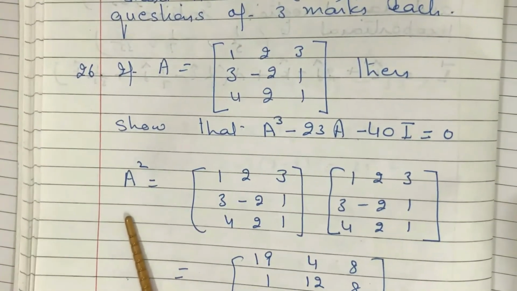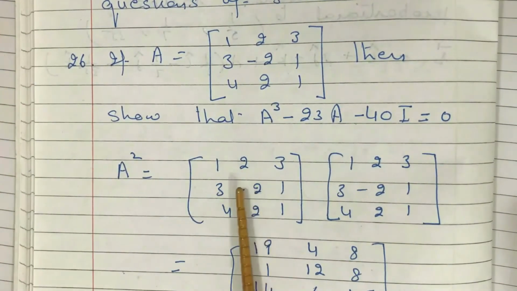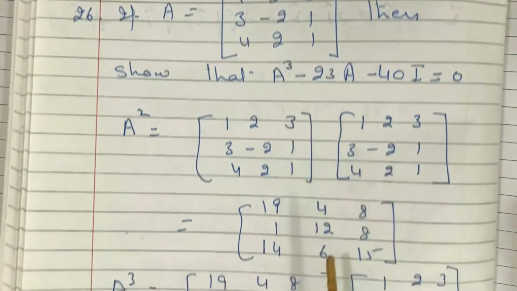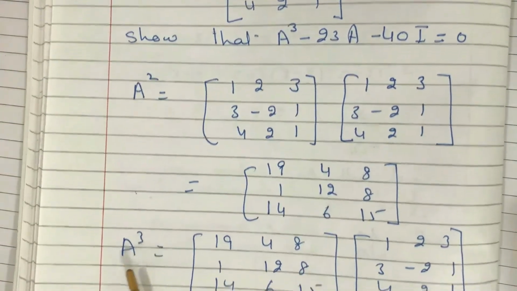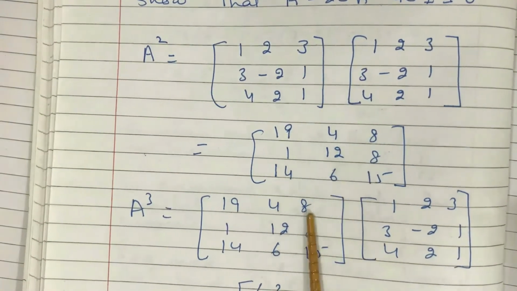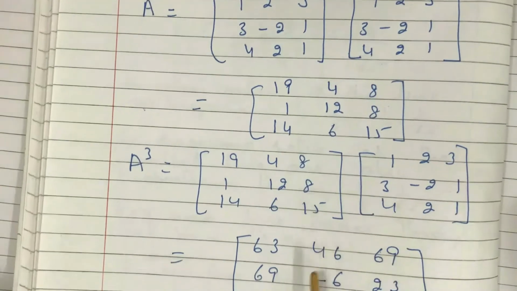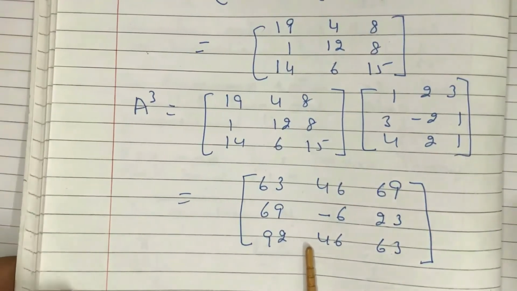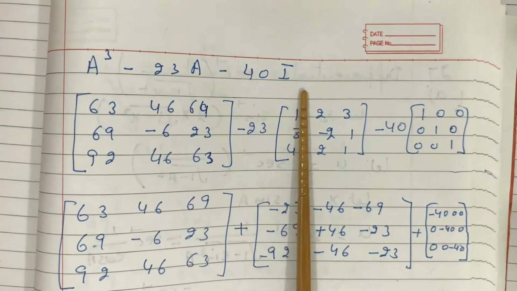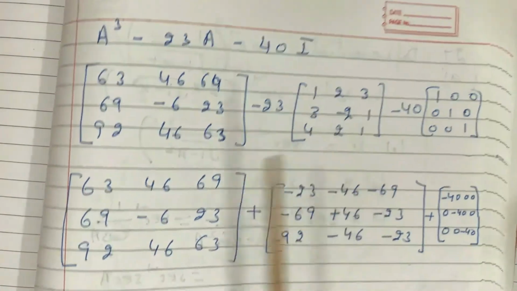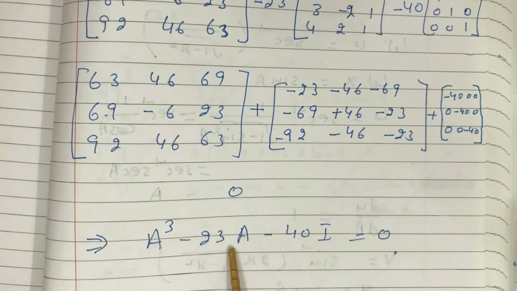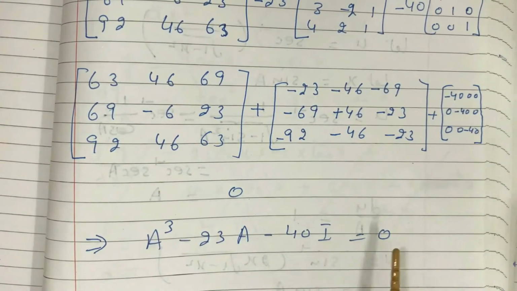First you will find A square, then you will multiply this A matrix with this A matrix and you will get this. Then you will find A cube, that is this matrix multiplied again with A matrix, you will get A cube. You will get this. Then write A cube - 23A - 40I. Substitute the values and when you solve this, you will get 0. So it means A cube - 23A - 40I = 0.